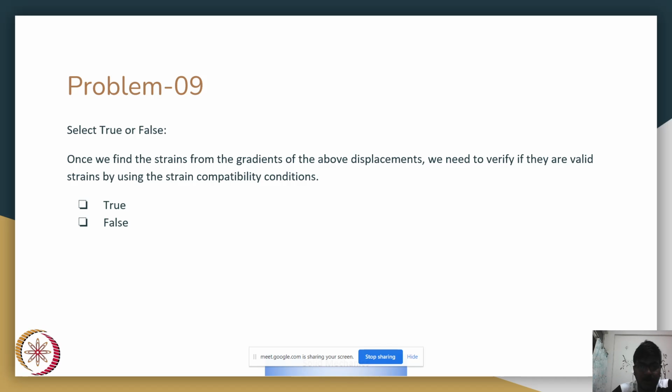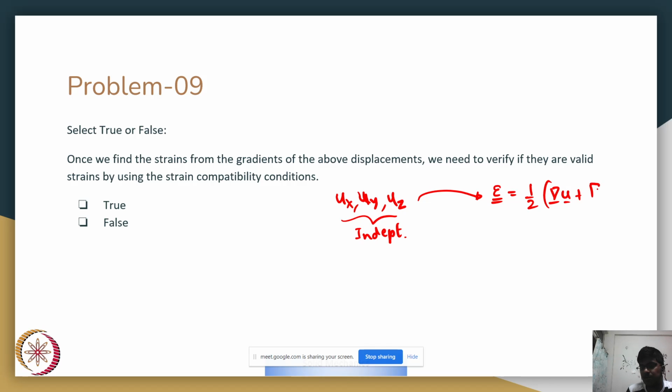Okay, so in this problem, what you have is ux, uy, and uz as the independent components. These are displacements and these are independent of each other. And using this, we are calculating strain components to be equal to half of grad u plus grad u transpose, right? So we have three components going into six after differentiation, correct?